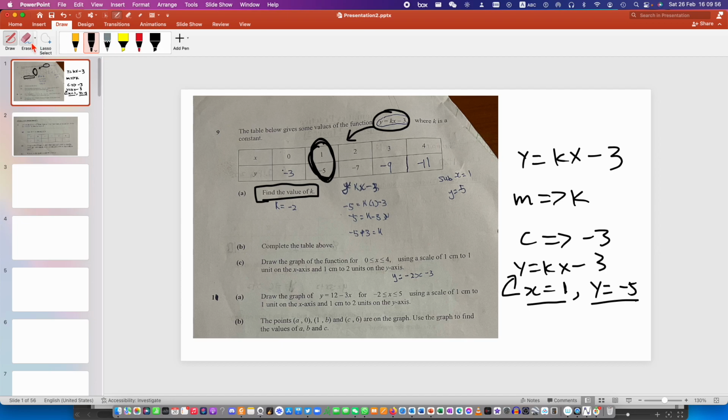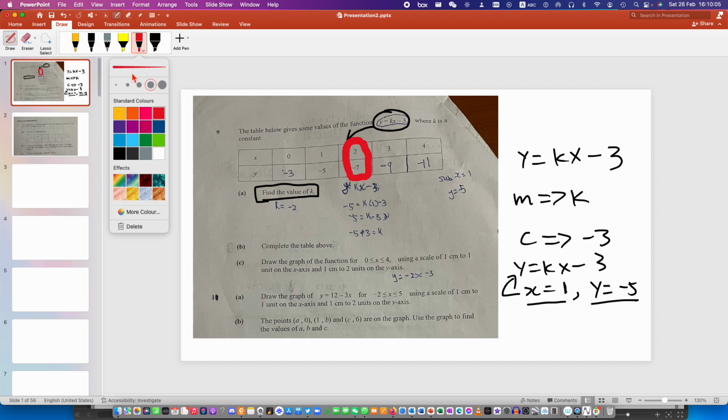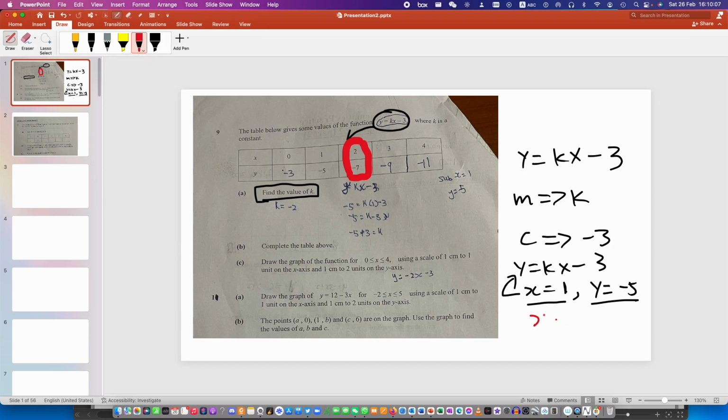So let's say you don't pick this set. Can you put this set instead? The answer is yes. You can also put in x equals 2. Your y is supposed to be minus 7. So now the question is which set you want to put in? Which one is easier for you to put in? 1. Smaller, right? Okay, so I erase this.